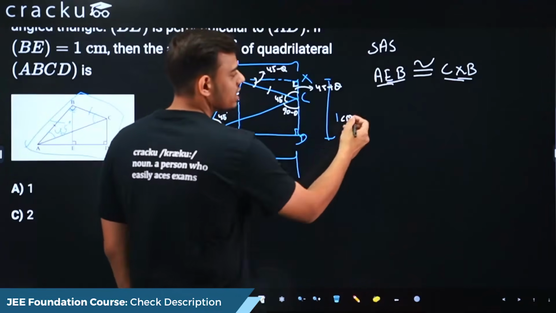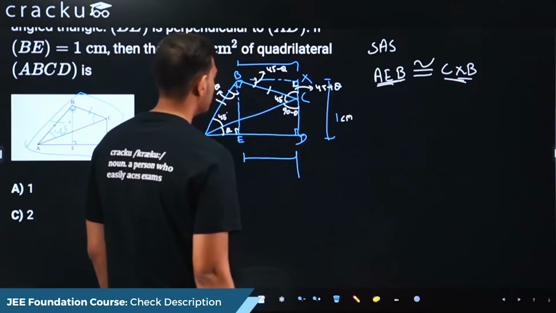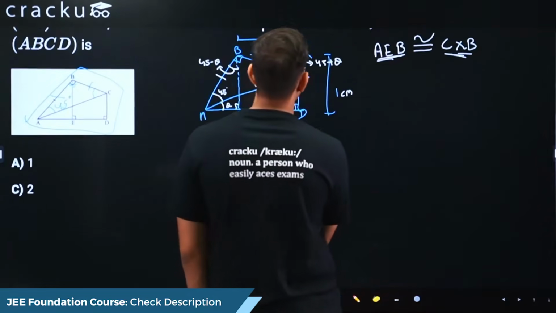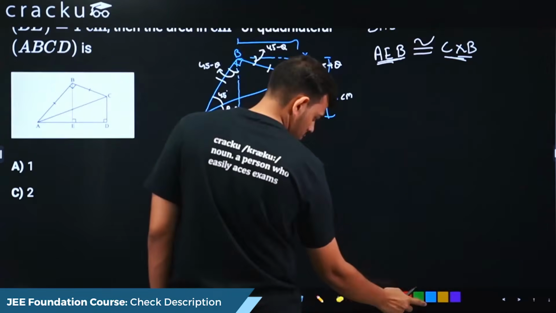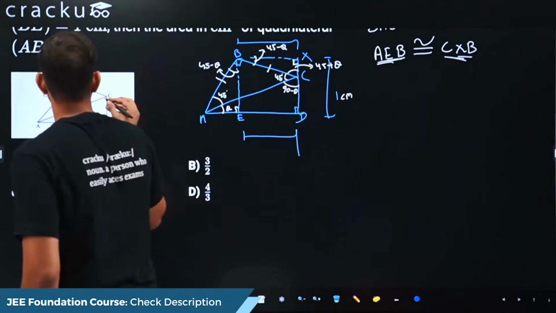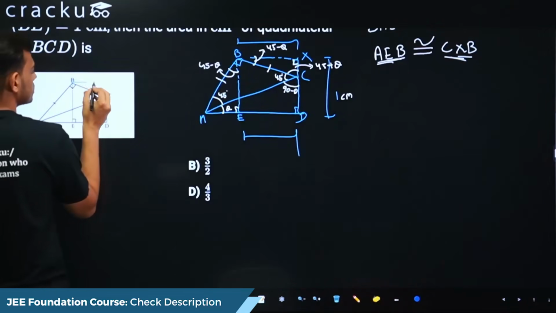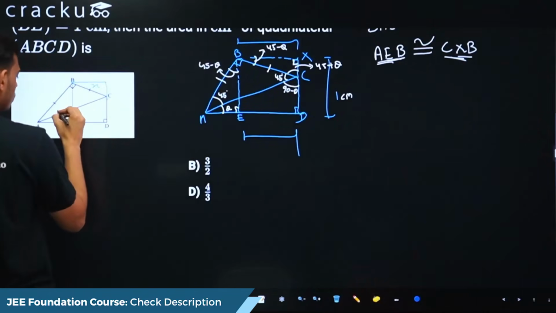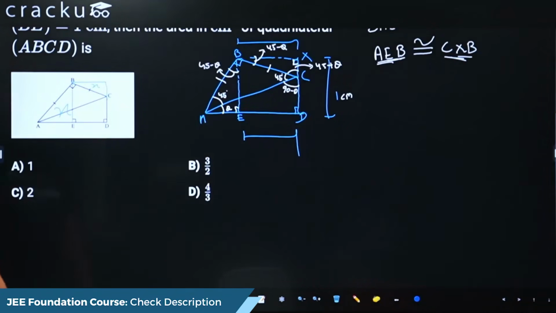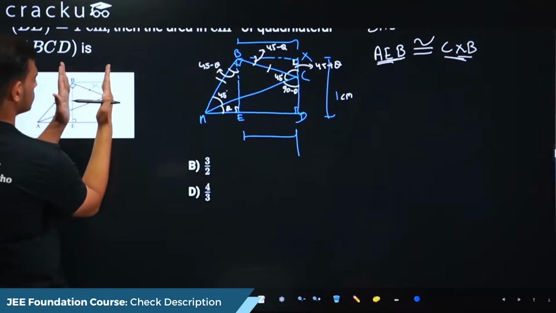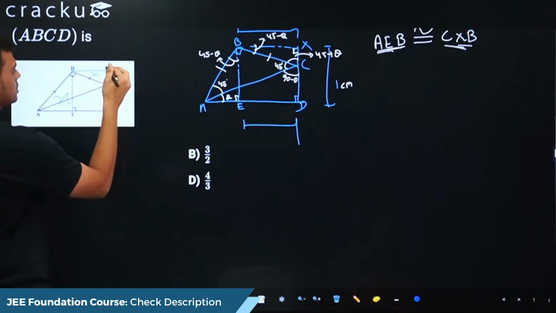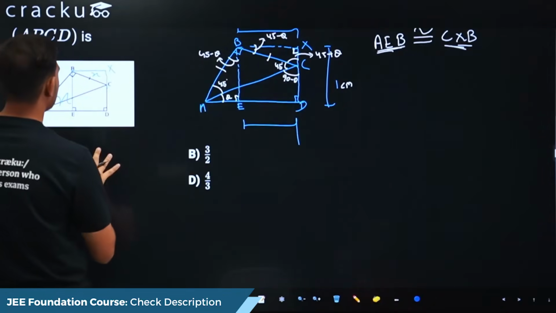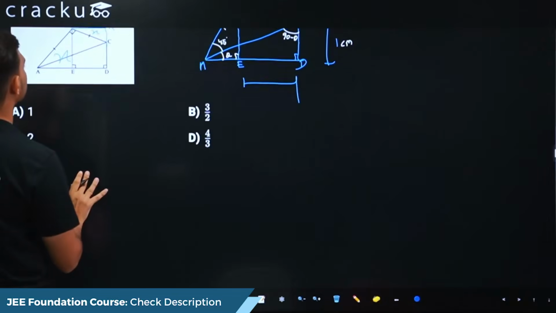Now, if these two triangles are congruent, their area will also be equal. So, if I draw it like this, if this area is X, then this whole area is X. Okay, I know this whole area. This is X. So, we need to find the area of quadrilateral ABCD.